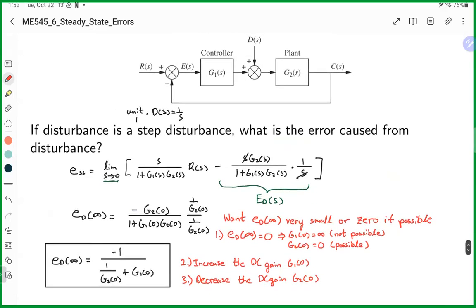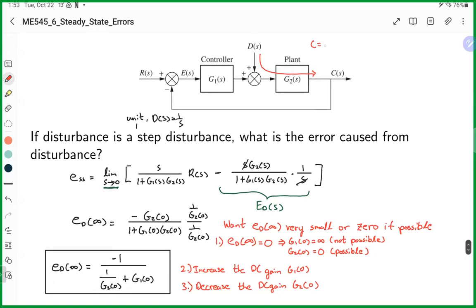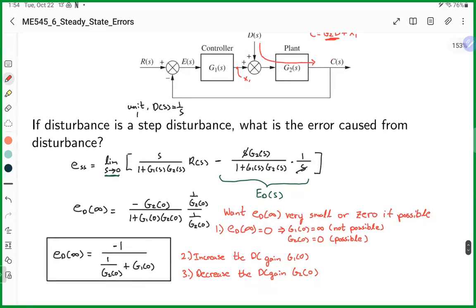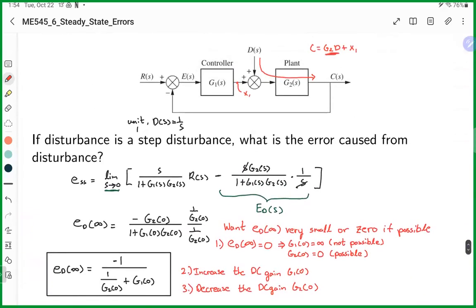And intuitively, I hope that makes sense, because if the disturbance is going through this plant here, and if we make the gain of this plant smaller, then we're also making this disturbance smaller as well, because the output is going to be equal to G2 d plus, let's call this signal x1, plus x1. So the output of G2 is directly proportional to the disturbance as well. So having a smaller gain will mean that less of the disturbance pops up in the output.